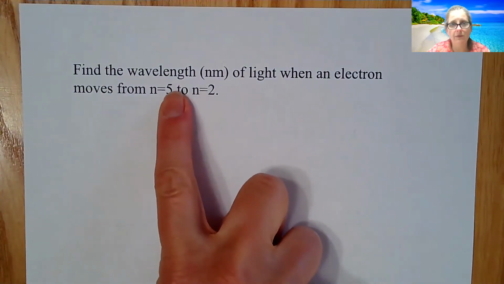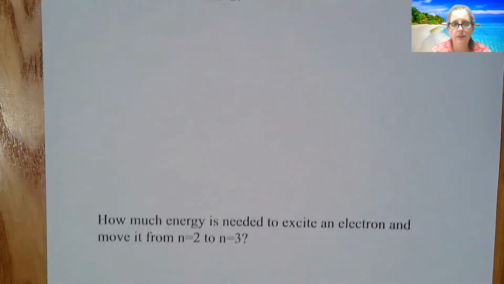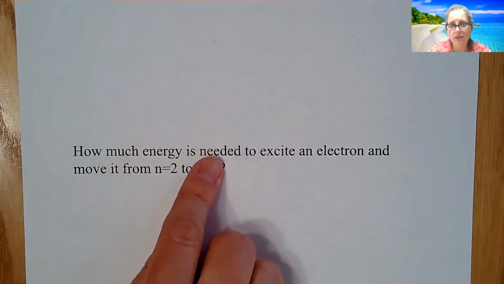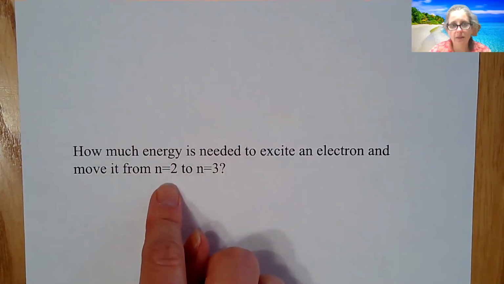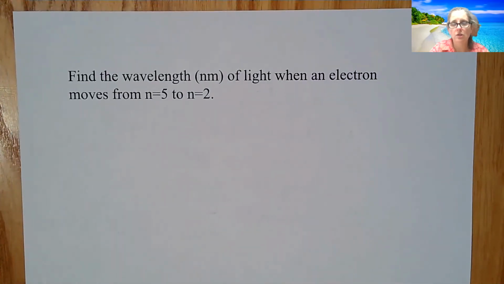All right, so why don't you try the next two problems. This one is going from energy level 5 to energy level 2. Find the wavelength of light in nanometers, and then how much energy is needed to excite an electron, moving it from energy level 2 to energy level 3. So why don't you try those two, and then you can click back. I'm going to pause it and then show you the answers.